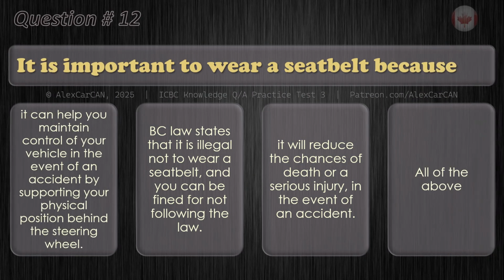Question number 12. It is important to wear a seatbelt because it can help you maintain control of your vehicle in the event of an accident by supporting your physical position behind the steering wheel. BC law states that it is illegal not to wear a seatbelt, and you can be fined for not following the law. It will reduce the chances of death or a serious injury in the event of an accident. All of the above. The correct answer is all of the above.